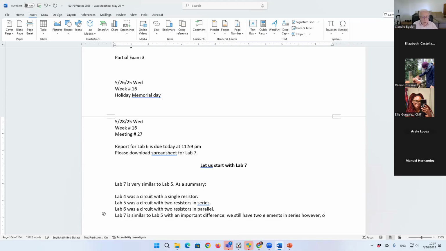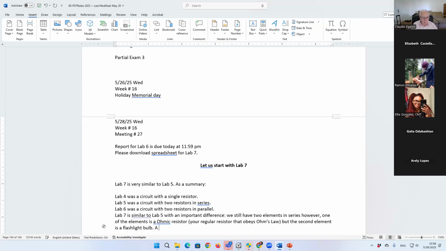However, one of the elements is an ohmic resistor. When I mean an ohmic resistor, a regular resistor, okay? Your regular resistor. A regular resistor that obeys Ohm's law. But the second element is a flashlight bulb. Okay?